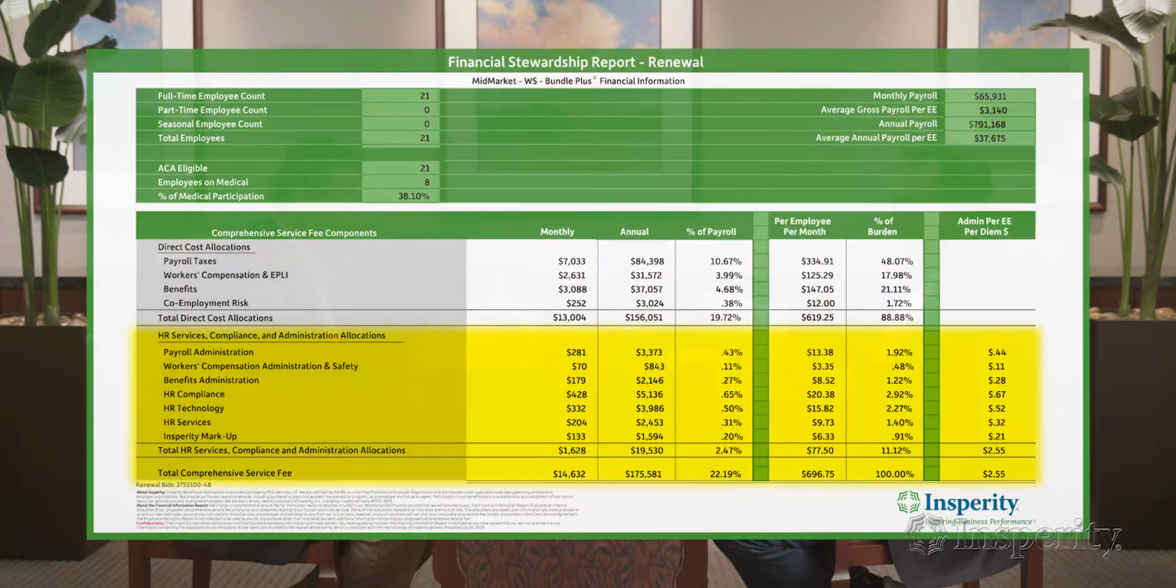And then that bottom line there really is just a total of the categories. So in essence, your total burden of payroll is a little bit over 22%. The total amount that you pay Insperity is just under $697 a month. And again, the total admin fee that we have built in works out to be about $2.55 a day.